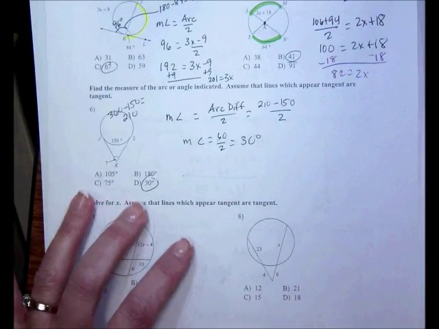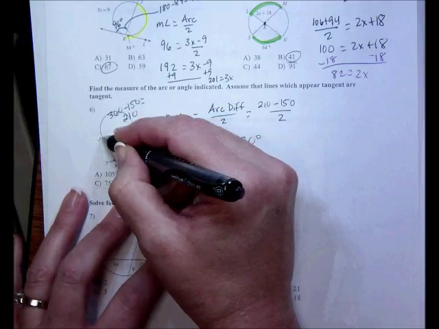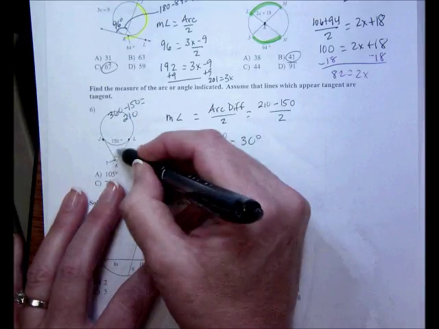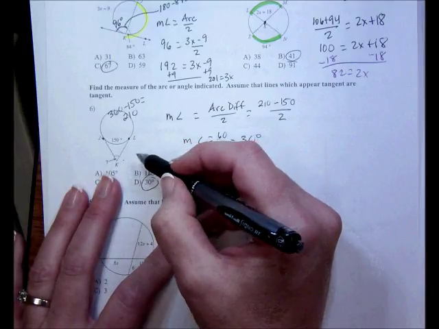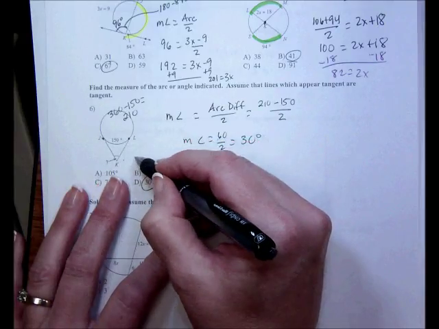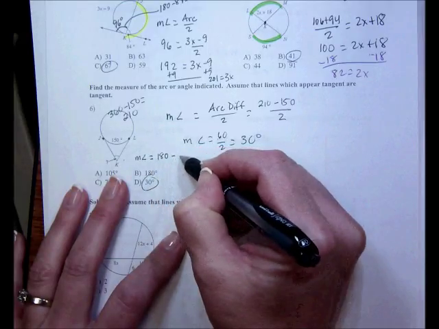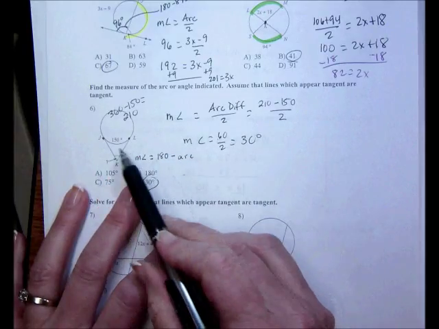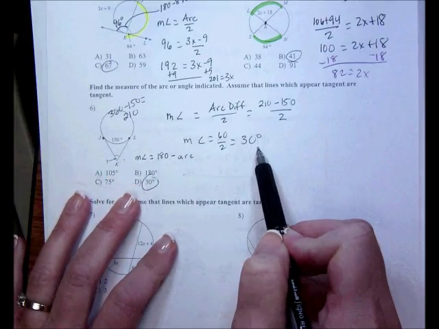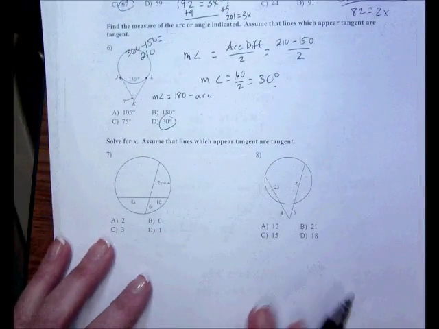Now, we also proved that this has a special situation. It's called a circumscribed angle formed by two tangents, and the measure of the angle is equal to 180 minus the arc that it intercepts. And so in this case, it would be 180 minus 150, which would be 30. And we talked about that in class, and we'll talk a little bit more about that tomorrow.